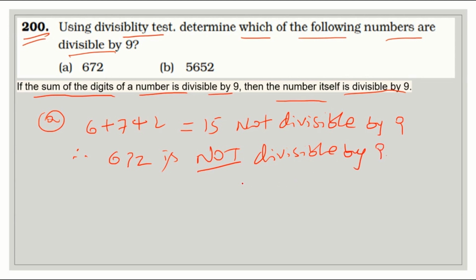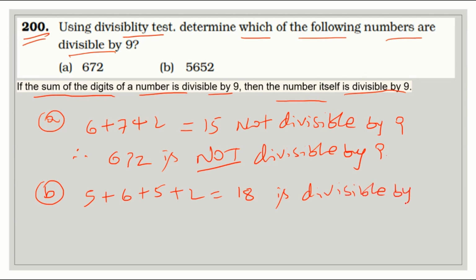by 9. Coming to the B, 5 plus 6 plus 5 plus 2, which is 18, it is divisible by 9. Therefore 5652 is divisible by 9. So this is how we solve the question number 200.